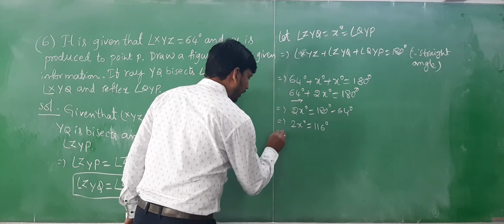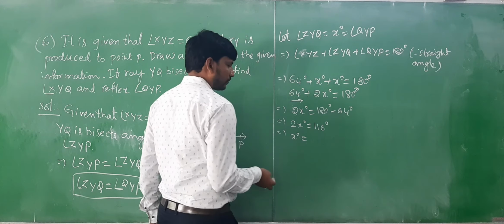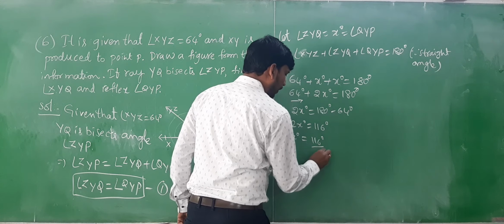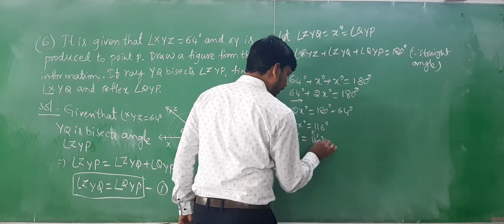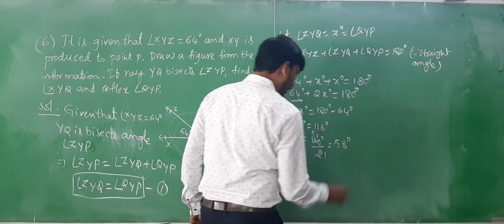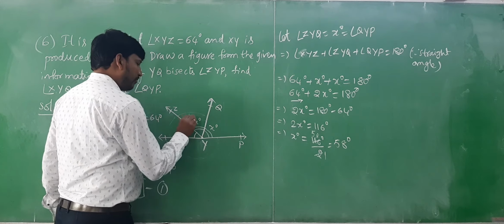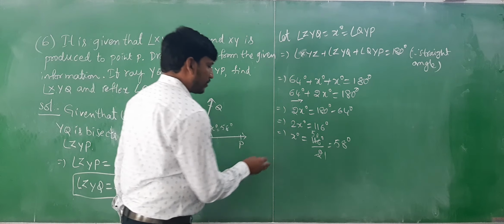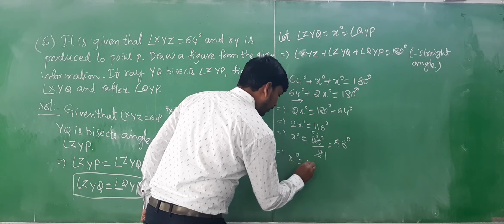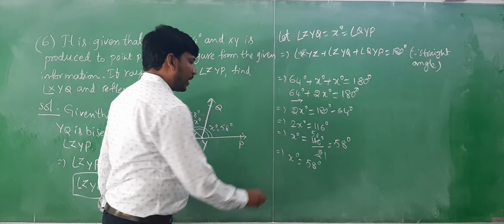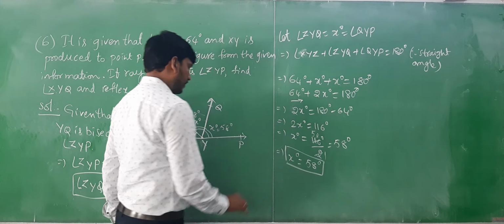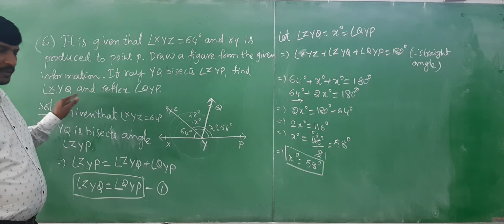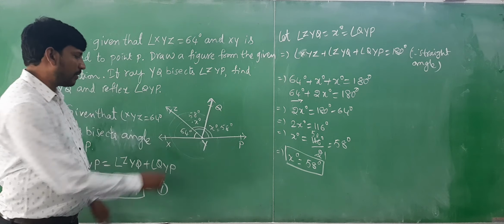Then x degrees is equal to 116 degrees divided by 2, which is 58 degrees. So we got this is 58 degrees, this is also 58 degrees. Therefore x degrees is equal to 58 degrees. So we got two angles, this is 58, this is 58. Now what they are asking is to find XYQ. XYQ means the sum of these two.